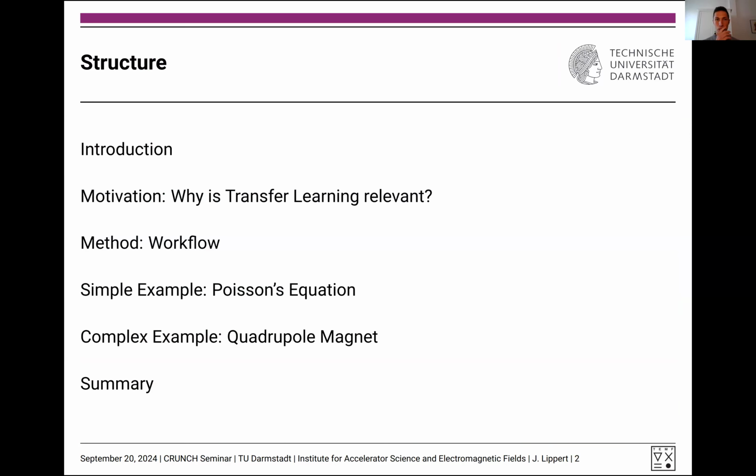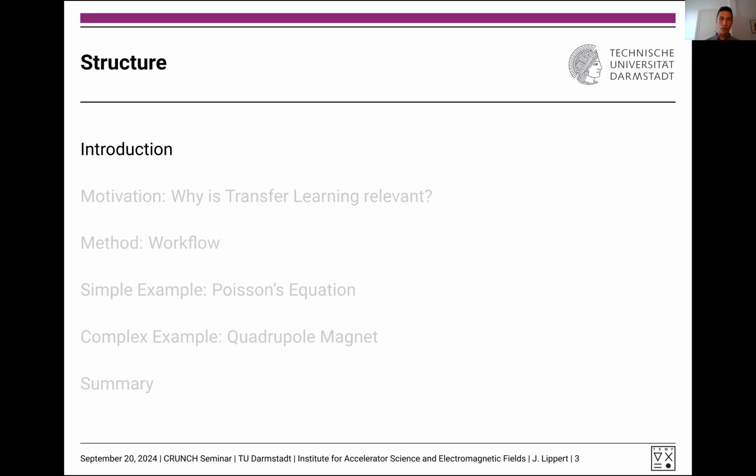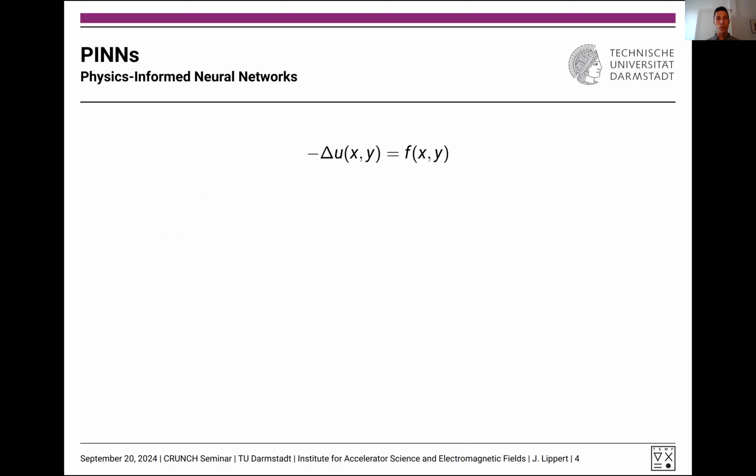My talk will be structured as follows. I will first start with a quick introduction, and then I will talk about why transfer learning is relevant for this case. Then I'll explain our method and workflow, which we then applied first to a simple example of the well-known Poisson's equation, and then to a more advanced example, a quadrupole magnet. At the end, we will sum everything up. So let's dive right into it, and we start with the physics-informed neural networks.